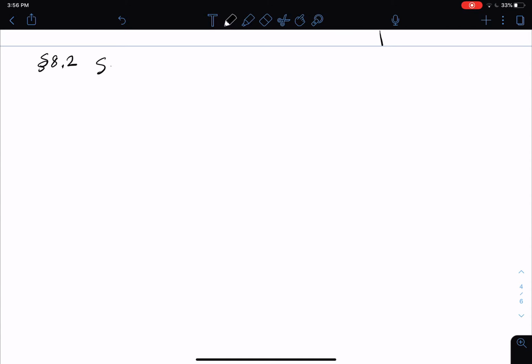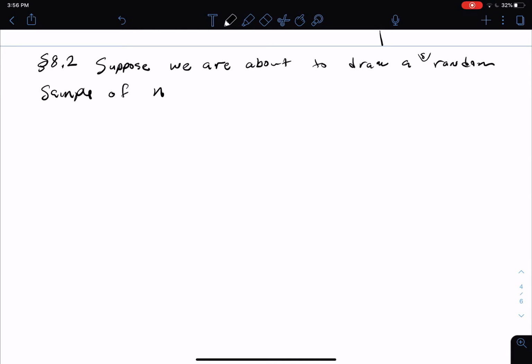And let's just start by saying suppose we're about to draw a random, or a simple random sample, of n observations from a normally distributed population.